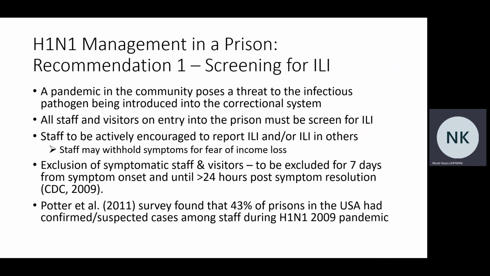One recommendation would be screening for influenza-like illness. So to prevent a pandemic in the community entering a correctional facility, we need to screen staff, visitors, and prisoners for influenza-like illness. For staff and visitors, we would screen them on entry into the facility. We would also advise staff to actively monitor and encourage reporting of influenza-like illness. However, we would exclude symptomatic staff and visitors from the facility for 7 days from symptom onset and until at least 24 hours post-symptom resolution.